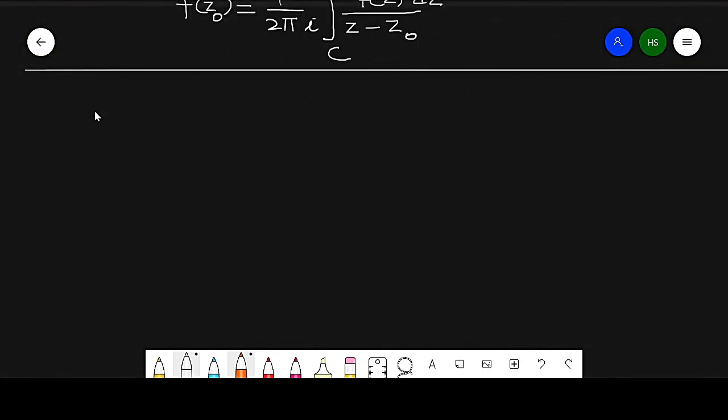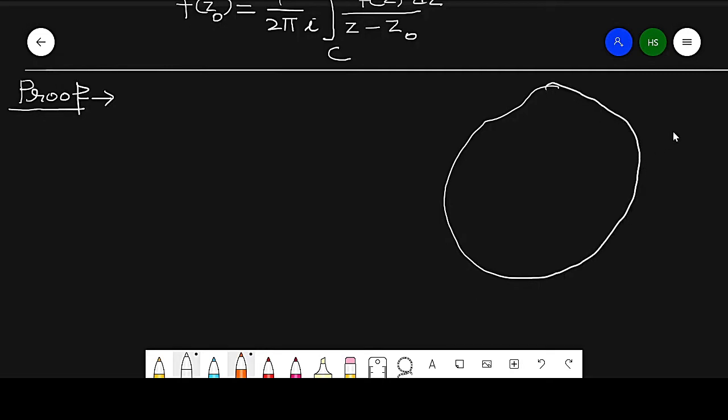Now in order to prove this result, first, the proof of the result. What is the given part? The given part is we have a simple closed contour C, and we suppose the direction is anti-clockwise. Now in this simple contour, the given z0 is any point within C. So that is already given. z0 is any point within C.